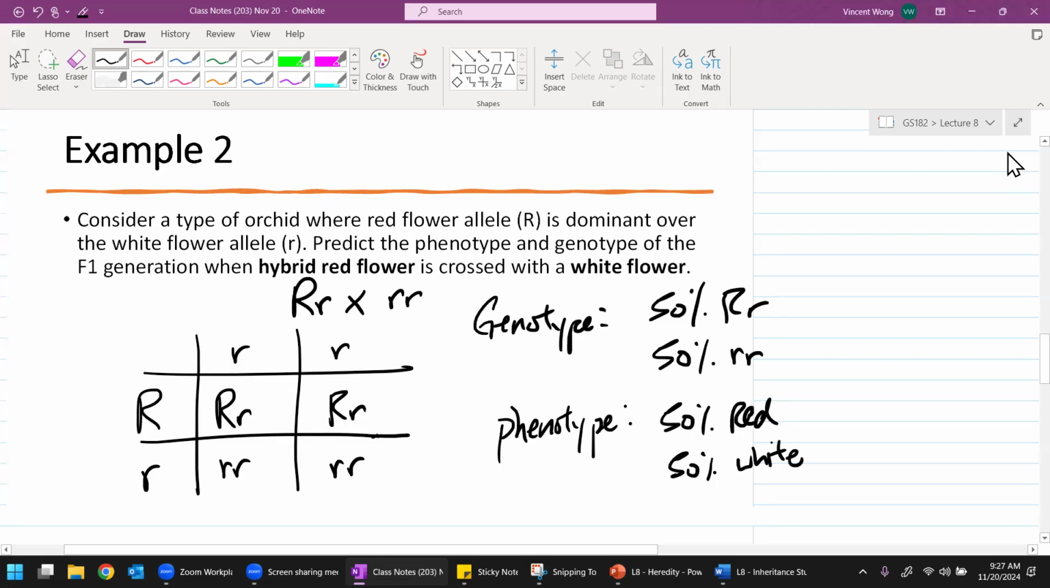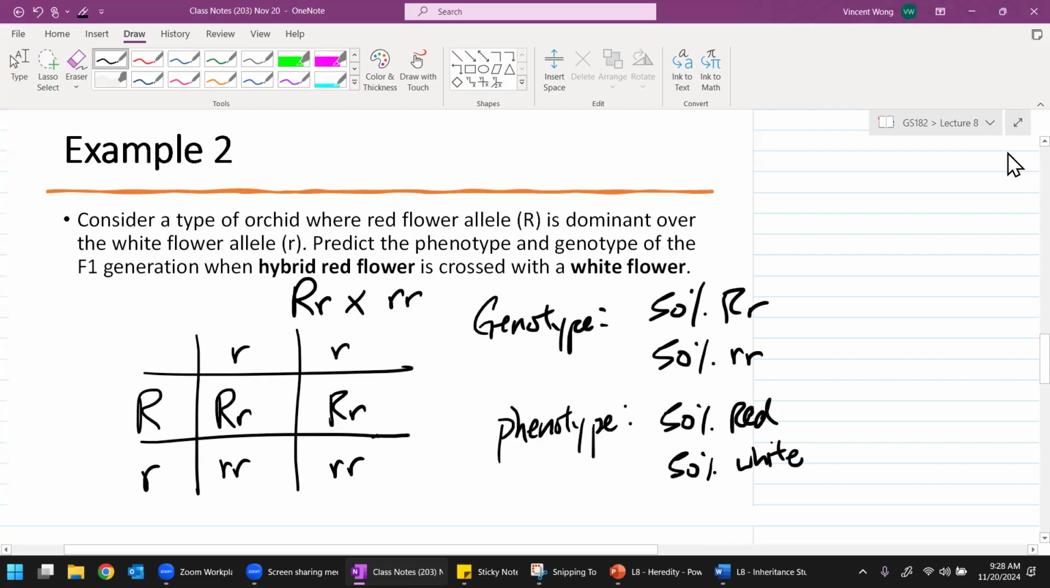Are we together? If I want to only make white flower plants, what parent should I breed together to guarantee white flower? If I want only white, then I take small r and cross it with another small r, right? In other words, if I have two white plants, they will always make white plants. That's not necessarily true for red plants.